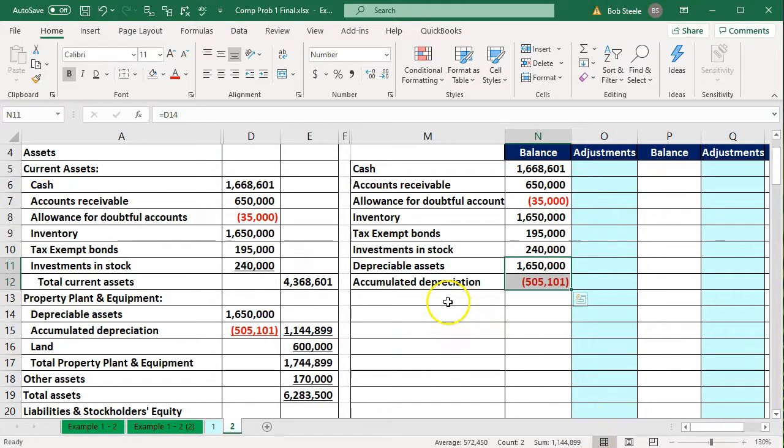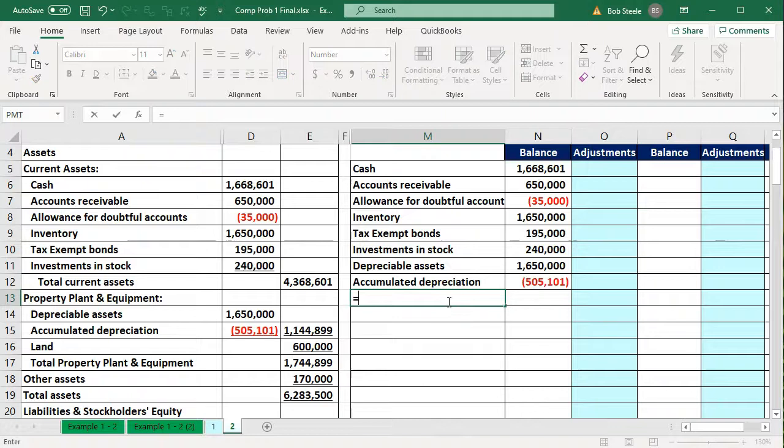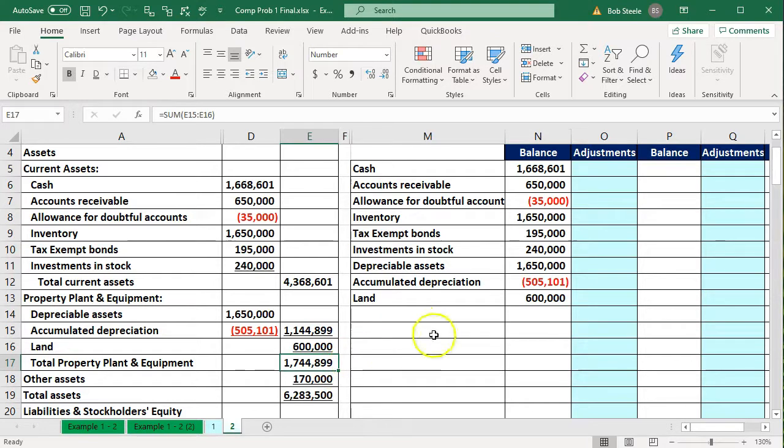The 1,144,899 checked down below. Next, I'm going to be pulling over the land, equals the land, which is going to be equaling that 600,000. Then I'm going to be skipping this subtotal, which is the property, plant, and equipment. I could check that subtotal if I was to highlight these three numbers, and I see that it should be, according to my trial balance, 1,744,899, which is indeed what the subtotal is here. So I'm feeling pretty confident that we're doing things as they should be done.